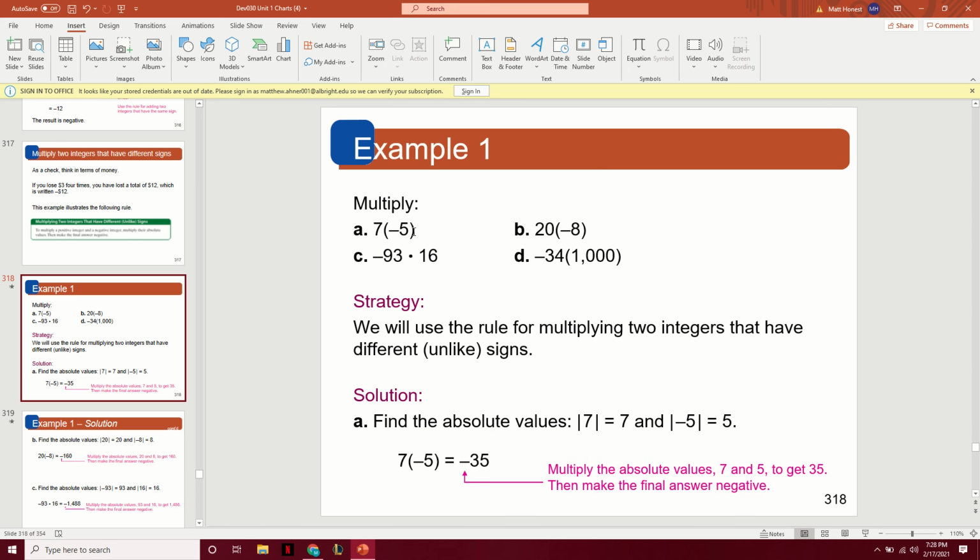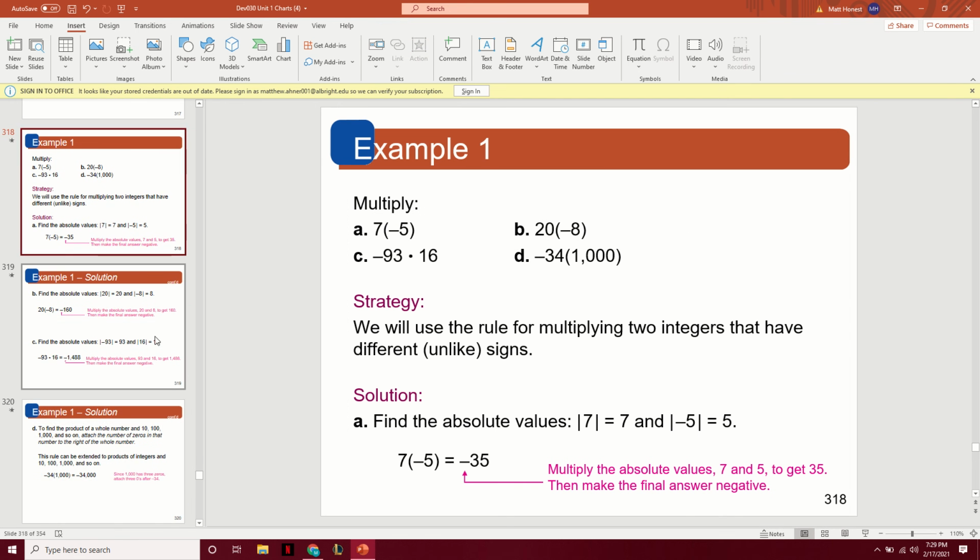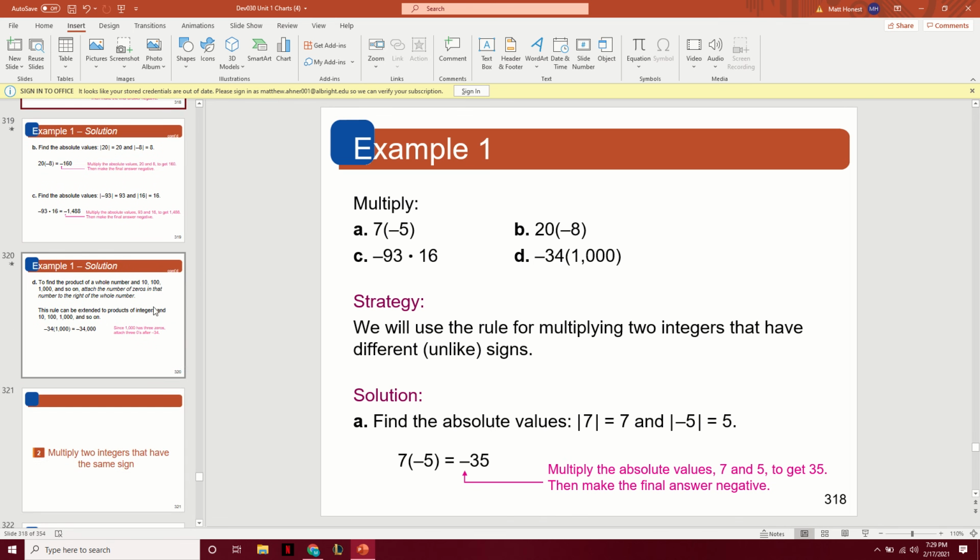So for all of these examples, 7 times negative 5, negative 93 times 16, 20 times negative 8, 34 times 1000, the only thing I care about here is that these signs do not match, and because they do not match, our answer is negative. If the signs don't match, the answer is negative.